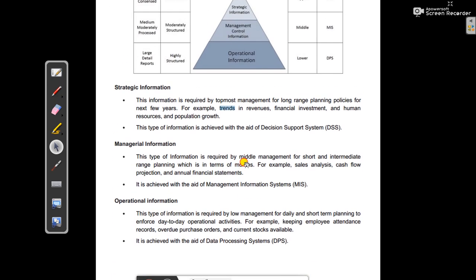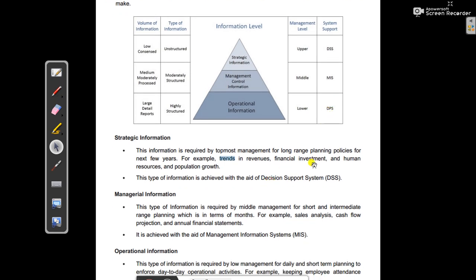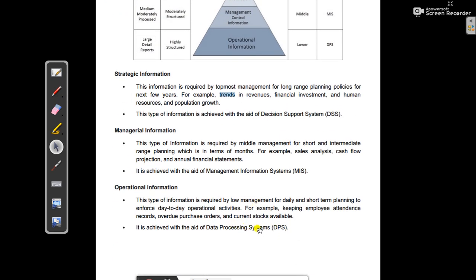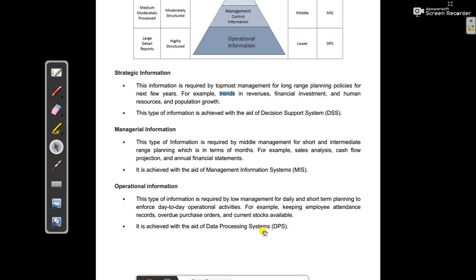And third one is operational information. Here what type of system can we create? Data processing system. This level is the operational information level. It is highly structured, with large detailed reports, meaning the information is very detailed. The management level is lower, and the type of system we can create is a data processing system.